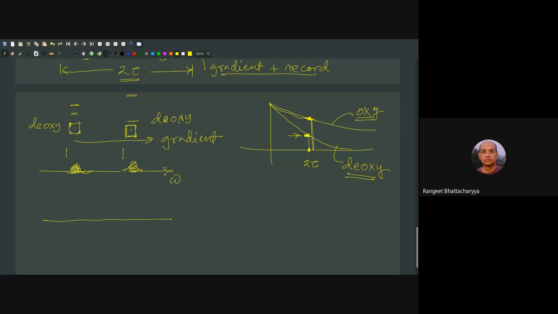That's it. And then if this one gets replaced by oxygenated blood, and we do the same experiment, then the first one, the intensity will remain same, but the second one will have much higher intensity. So we will have higher intensity.